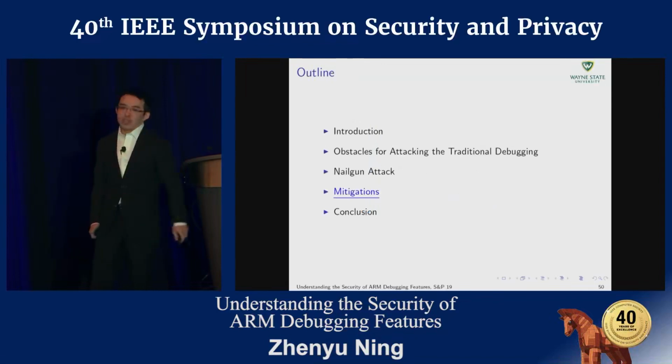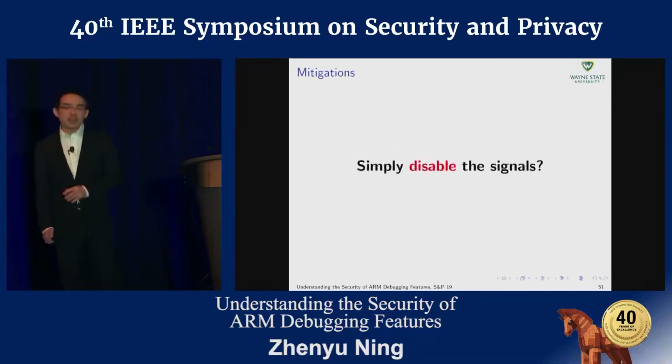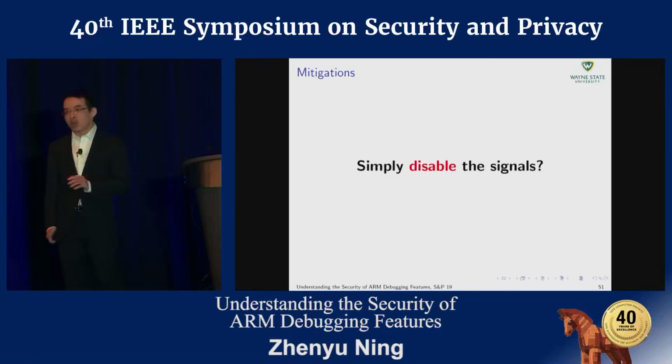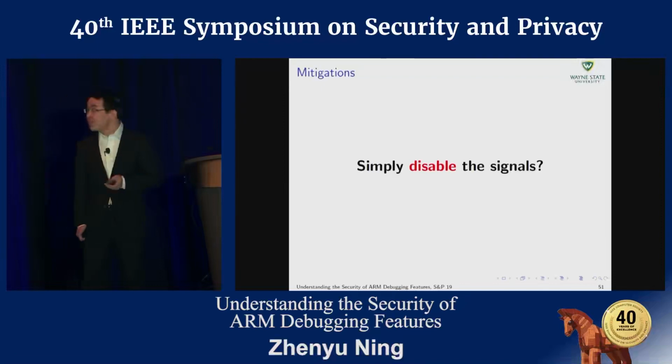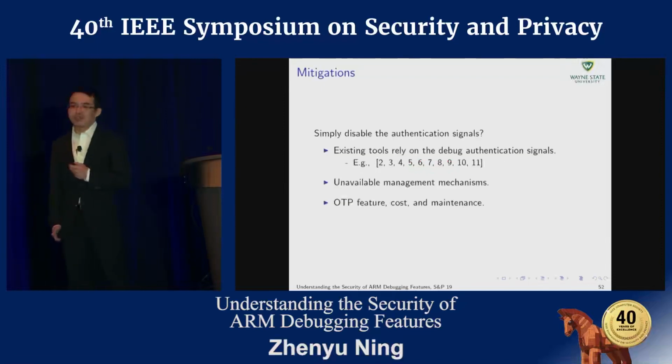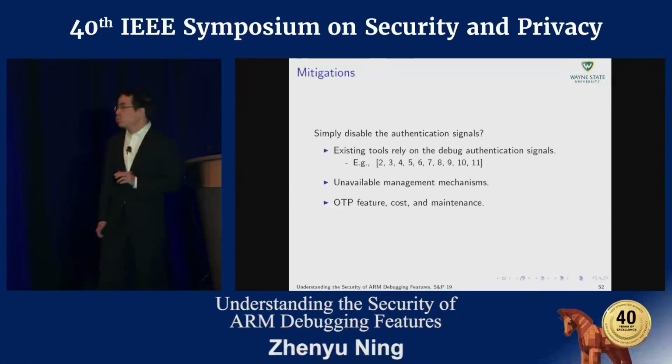Now we're going to talk about the mitigations. Intuitively, if we can disable all the debug authentication signals, the interprocessor debugging will not work. But can we simply disable these signals? Unfortunately, no. Why? First, we have a lot of tools built on the debug features.